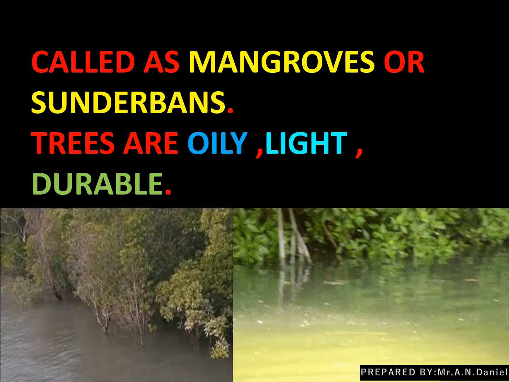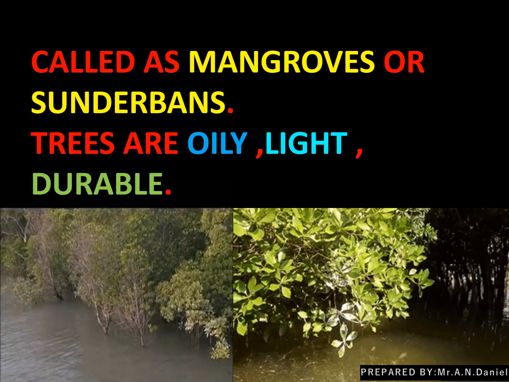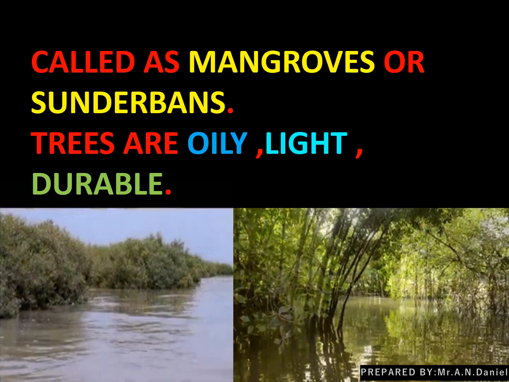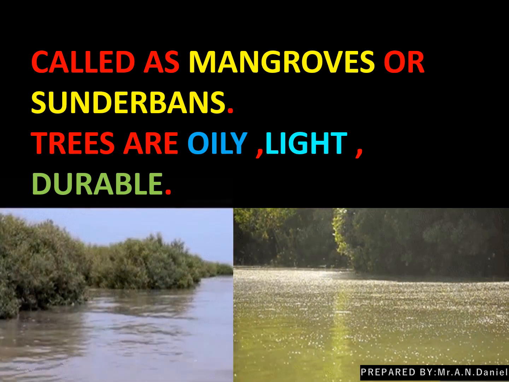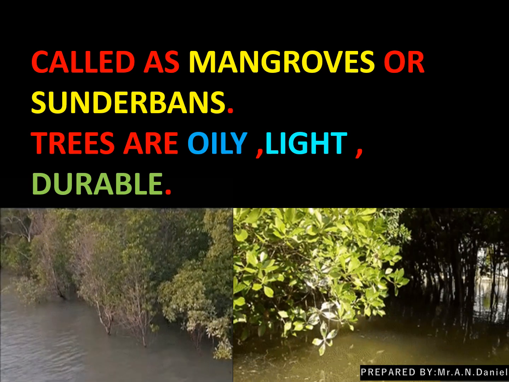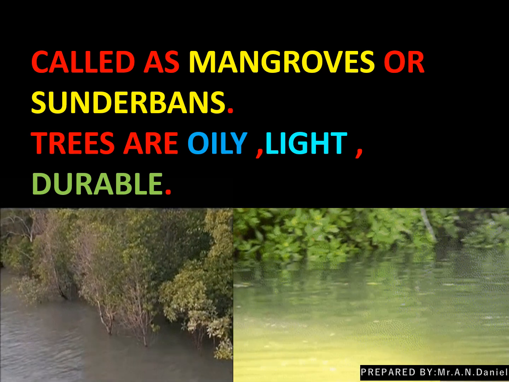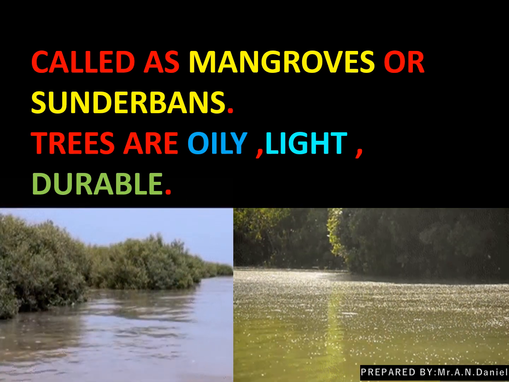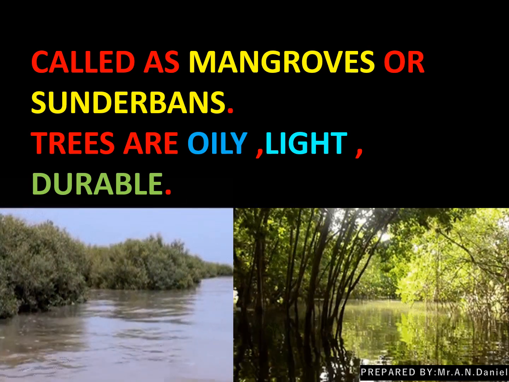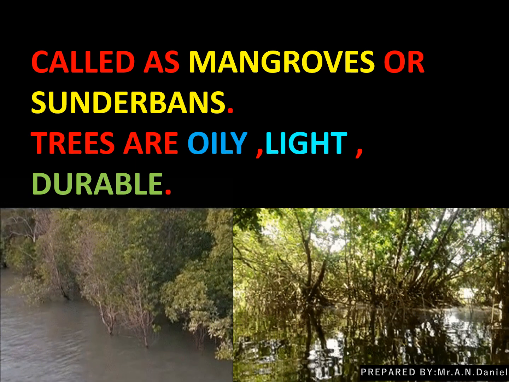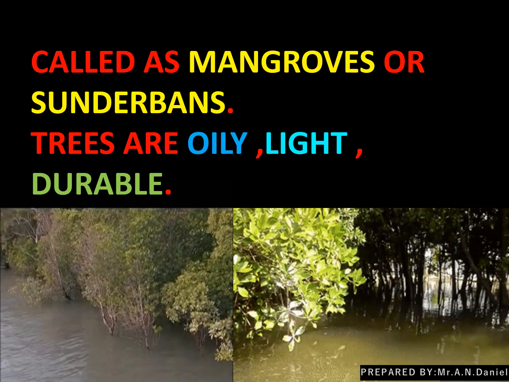The forest in the coastal area is called mangroves or Sundarbans. Trees are oily in nature. The woods of the trees are light and the trees are durable in nature. The wood is durable. Sundarbans. Why is it called Sundarbans? Because Sundari types of trees are found in large numbers.